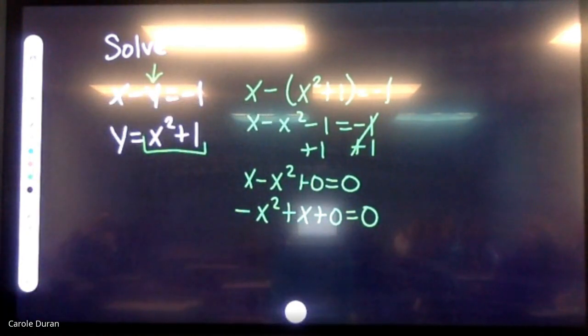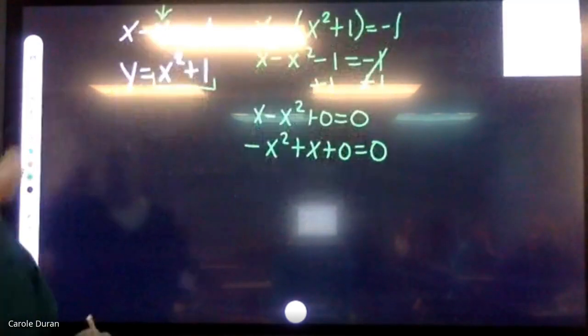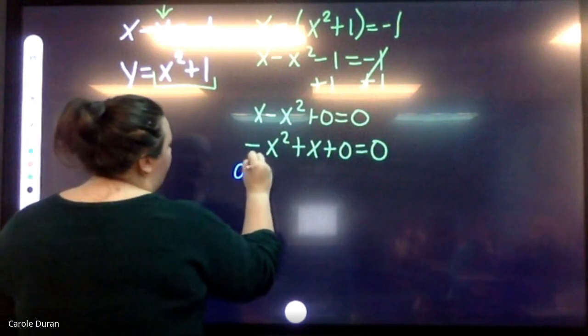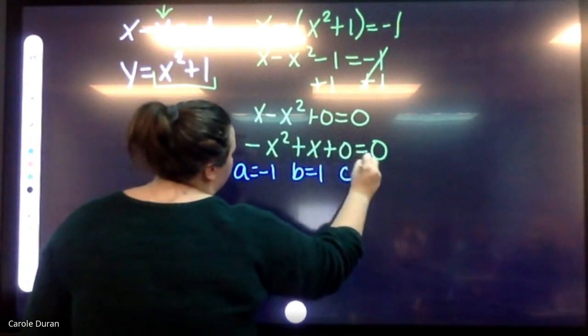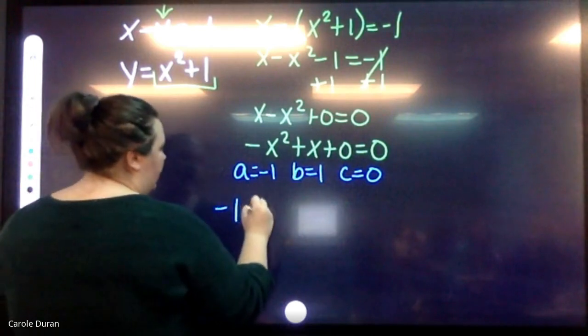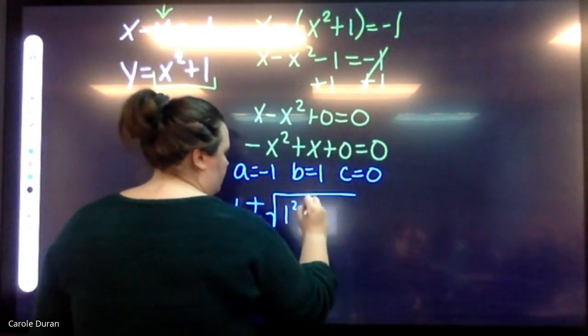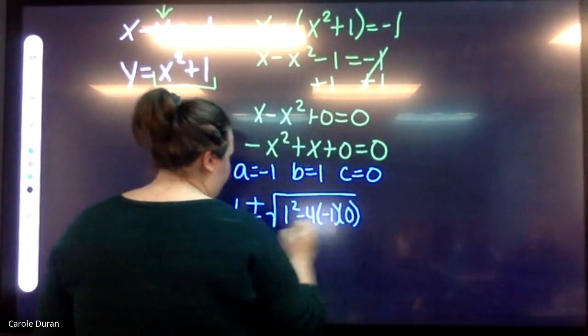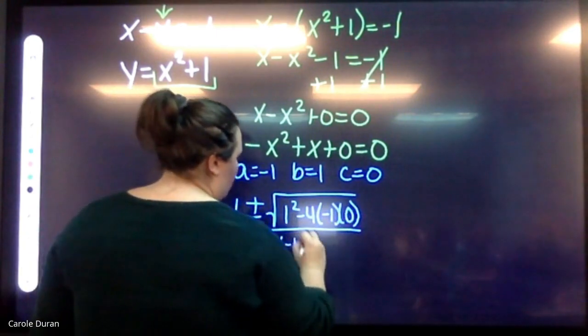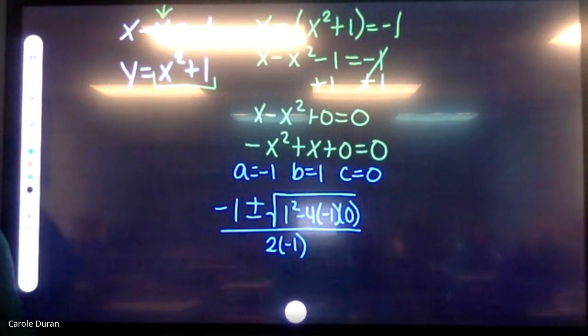As I'm looking at this, it's probably not going to be the easiest for me to factor this. So what alternative way can I use to find the solutions to a quadratic? Quadratic formula. Let's give her a try. So I first need to know what a, b, and c are. So a is negative 1, b is 1, and c is 0. So I plug it all in. When I do, I get negative 1 plus or minus the square root of 1 squared minus 4 times negative 1 times 0, all over 2 times a negative 1.